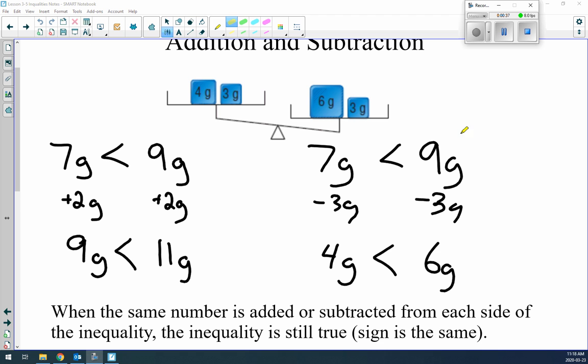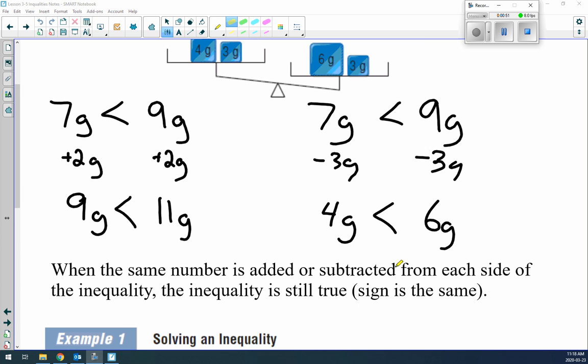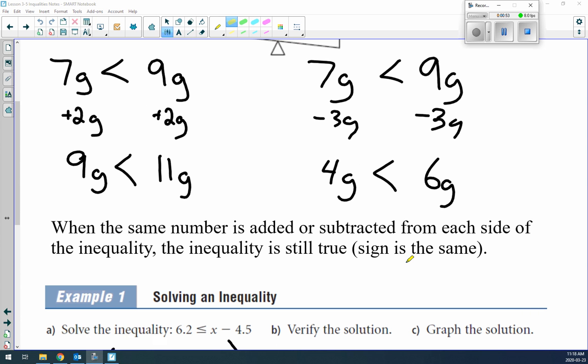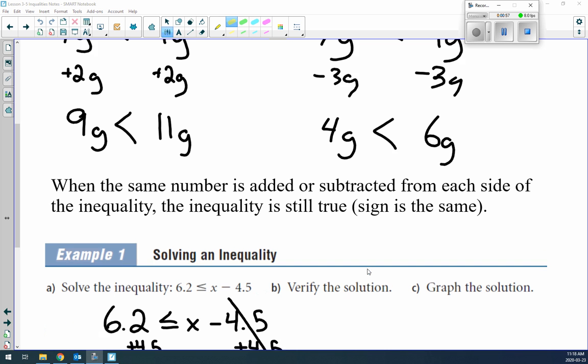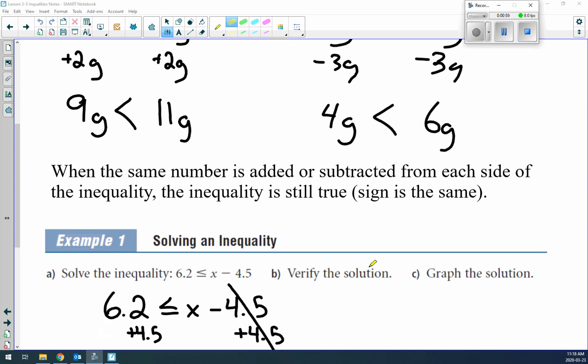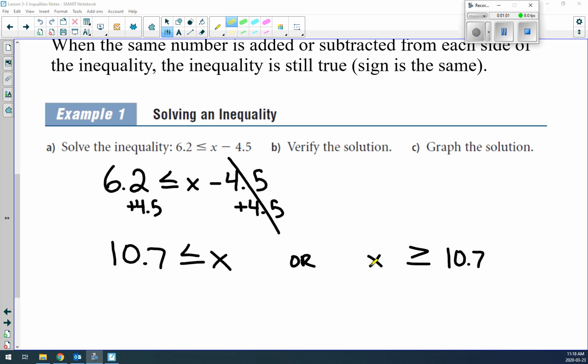So that still works. Okay, what if, go back over here, 7 is less than 9. What if we take off 3 from both sides? Take off 3, take off 3. So 7 minus 3 is 4. 9 minus 3 is 6. So that's still true. So 4 is less than 6. Okay, so when the same number is added or subtracted to each side of the inequality, it is still true. So the sign remains the same. It does not change.